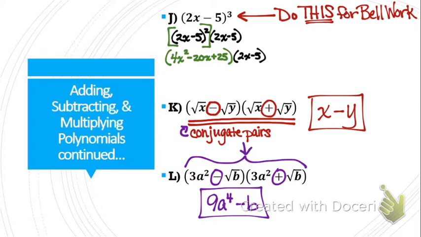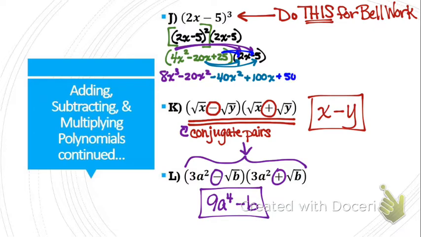All right, so now I'm going to take that trinomial and distribute it to my binomial. So I'm going to have 8x cubed minus 20x squared minus 40x squared plus 100x, and then just the 25, plus 50x minus 125.